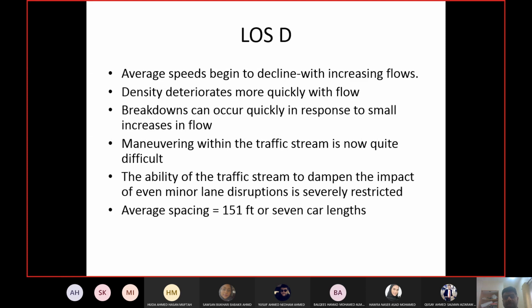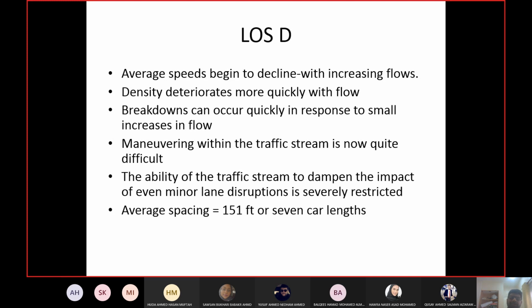Then we have level of service D. Up till level of service C, most of the drivers were going at free flow speed. At level of service D, the speeds start to reduce. So we have gone beyond the point of practical capacity. If you remember, I told you the practical capacity was the value of flow after which the density increases rapidly, the spacing becomes less, and the speeds start to reduce significantly. So this is level of service D.